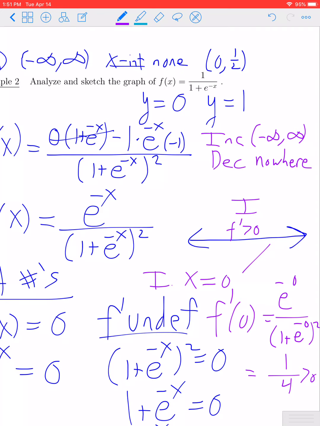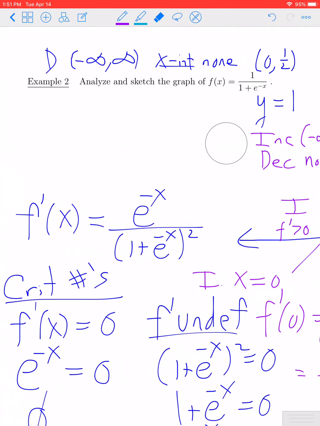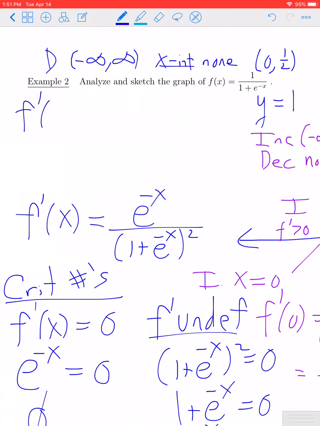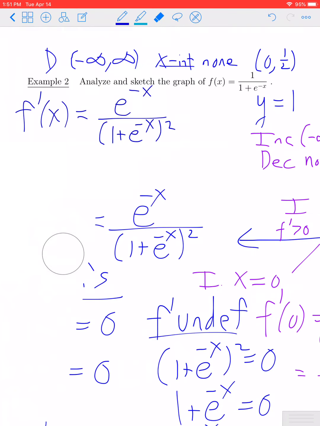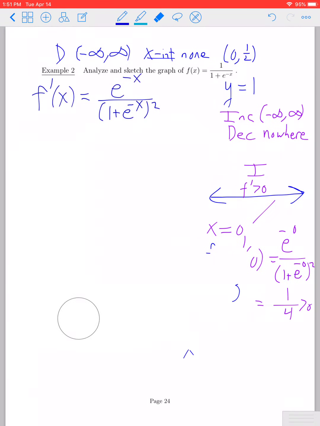Okay, so we have that. The next thing we would want to do is now look at concavity and possible inflection points. So let's go ahead now and find the second derivative. I have my f prime of x equals e to the negative x, all divided by (1 plus e to the negative x) squared. To find that second derivative, we're going to go ahead and use the quotient rule again.